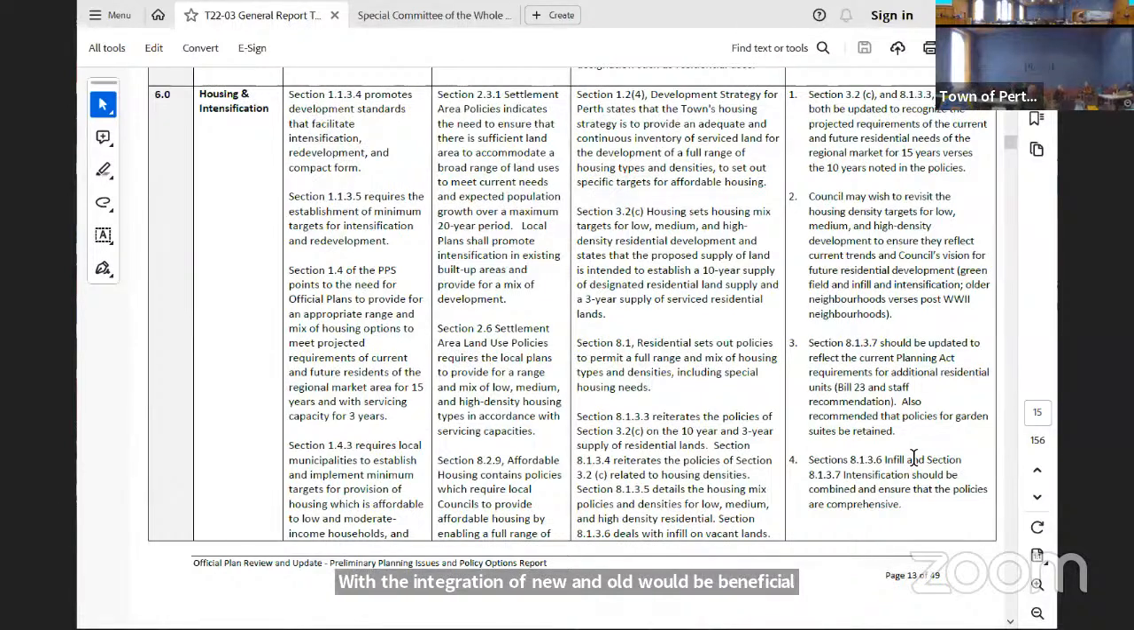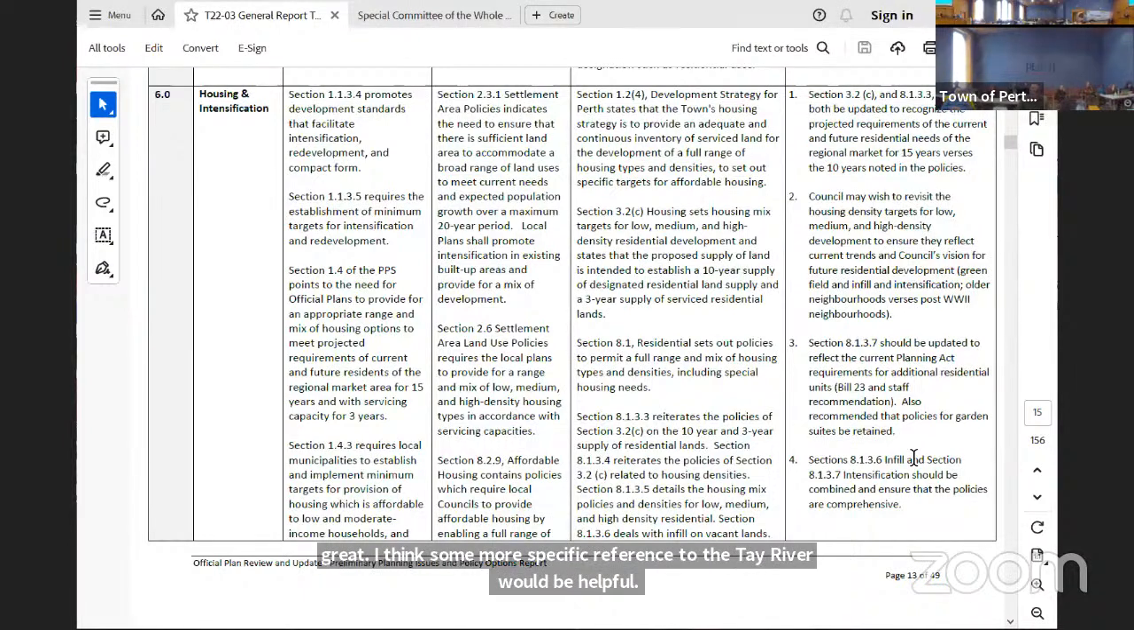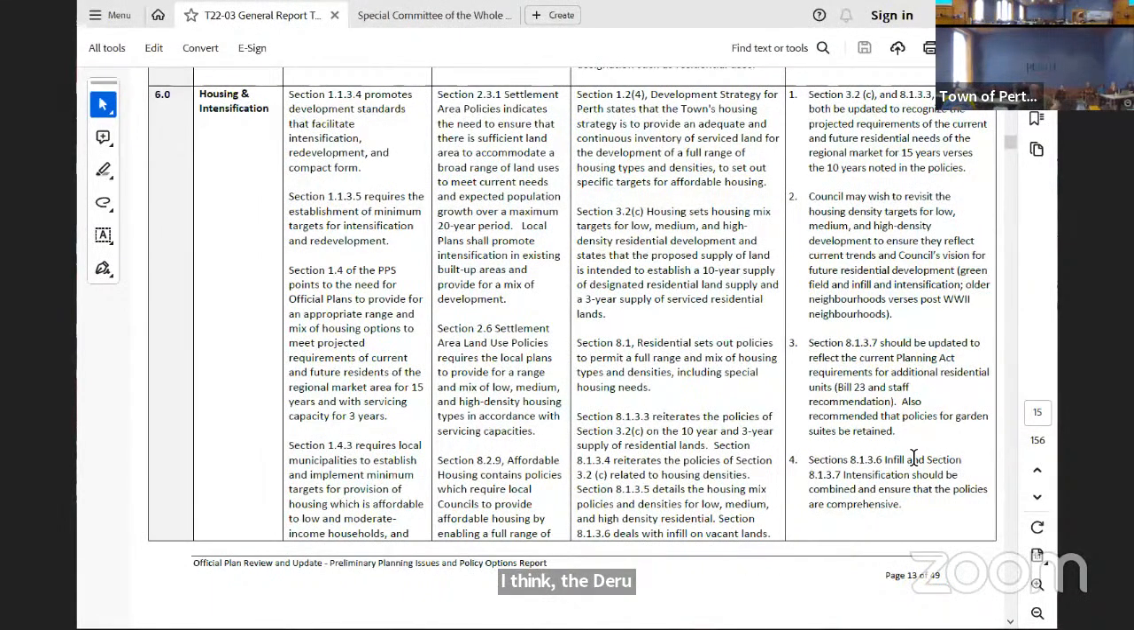Your policies regarding parks and open space, I think, are great. I think some more specific reference to the Tay River would be helpful. I think the Daru Farm is a new component to your recreation base that could benefit from being looked at and mentioned in the official plan.